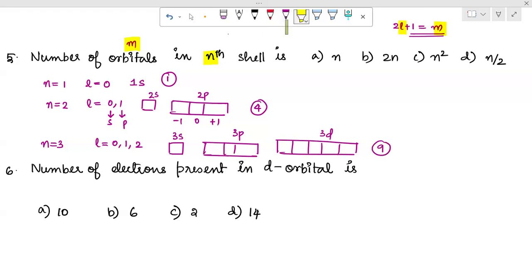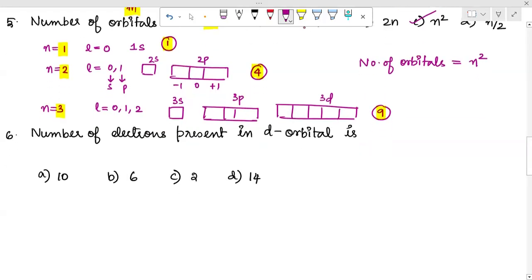So if we can see the relation, when the value of n is equal to 1, the total number of orbitals is 1. When the value of n is equal to 2, the total number of orbitals present are 4. When n is equal to 3, the total number of orbitals present is 9. So the number of orbitals is related to n by n square. 1 square is 1, 2 square is 4, 3 square is 9, and so on. So the answer is option C. Okay? Next question.